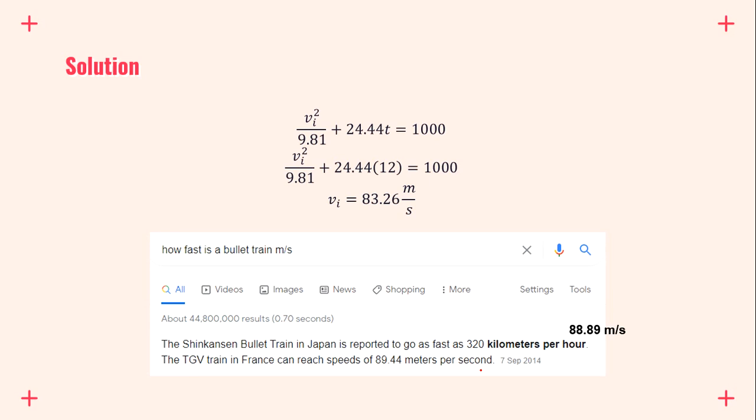So how fast is this? The Shinkansen bullet train in Japan is reported to go as fast as 320 kilometers per hour, which is also equal to 88.89 meters per second. While the TGV train in France can reach speeds of about 89.44 meters per second. So that means that the boulders that are thrown by Zeke to the soldiers of Erwin were as strong as being hit by a bullet train.